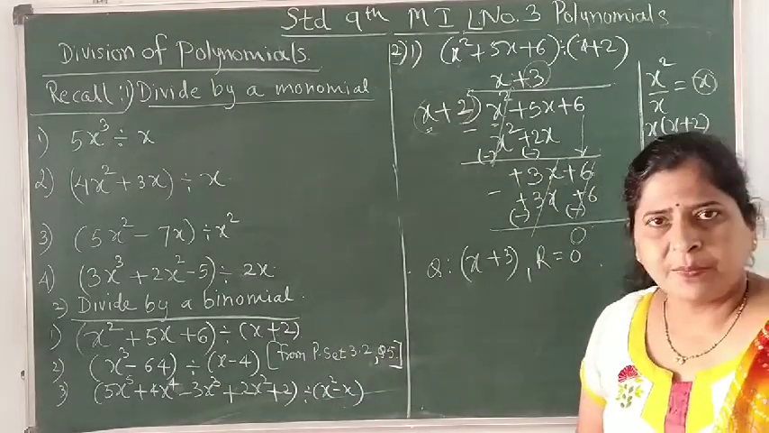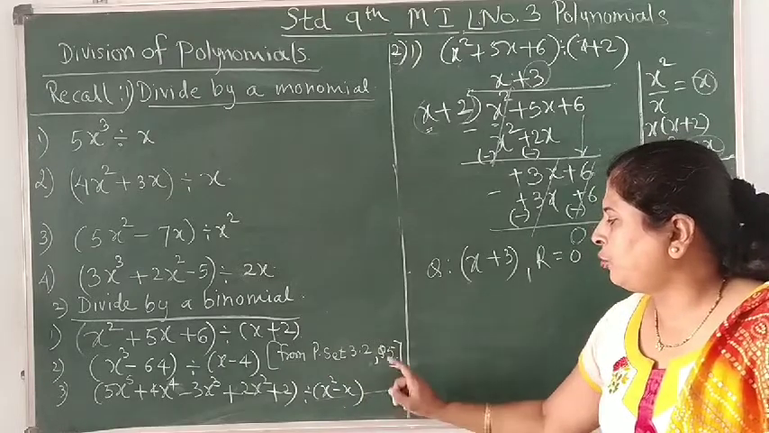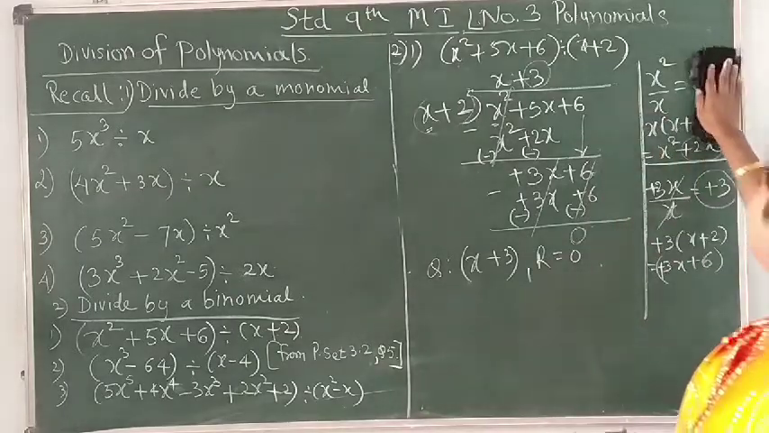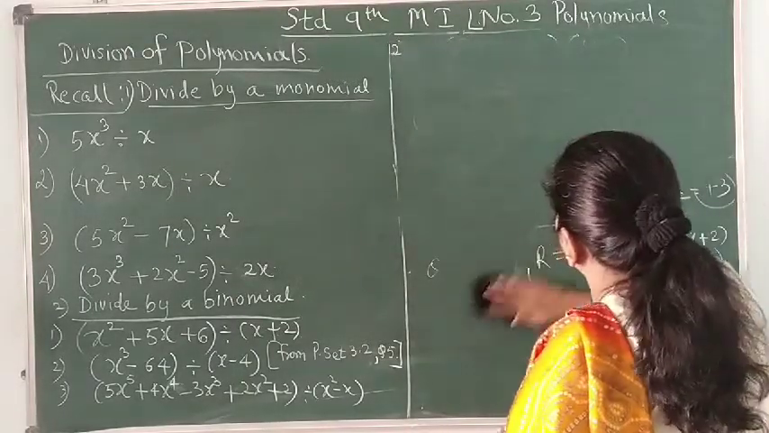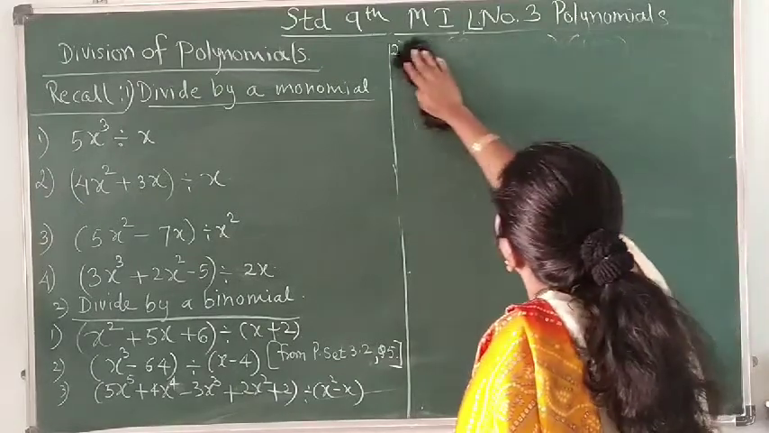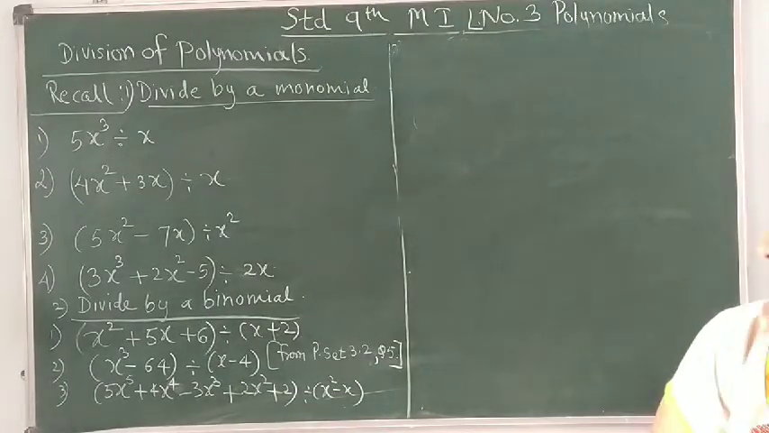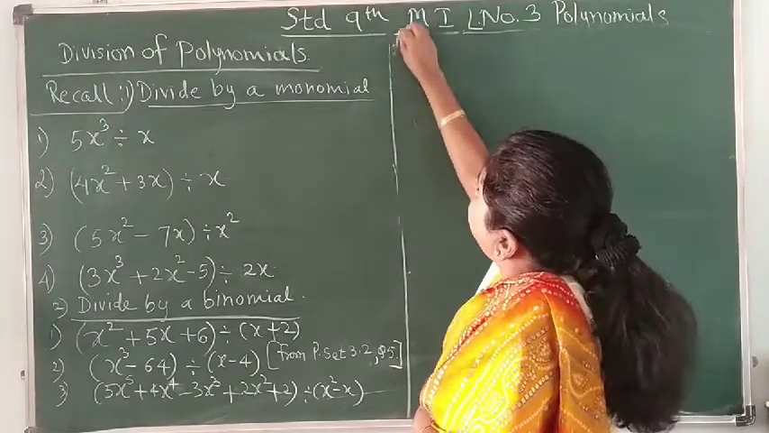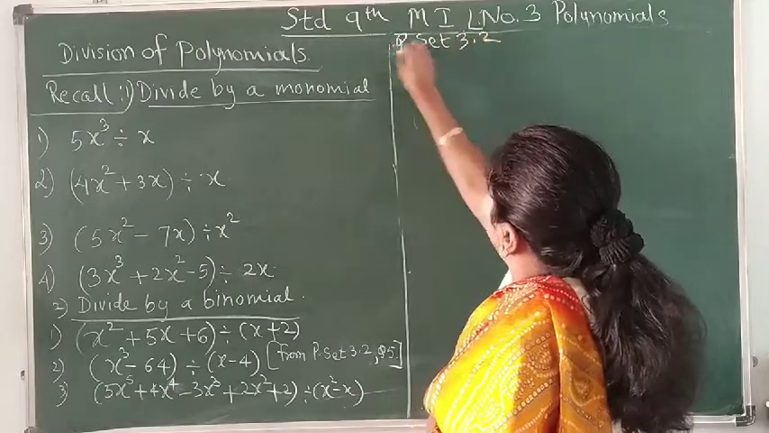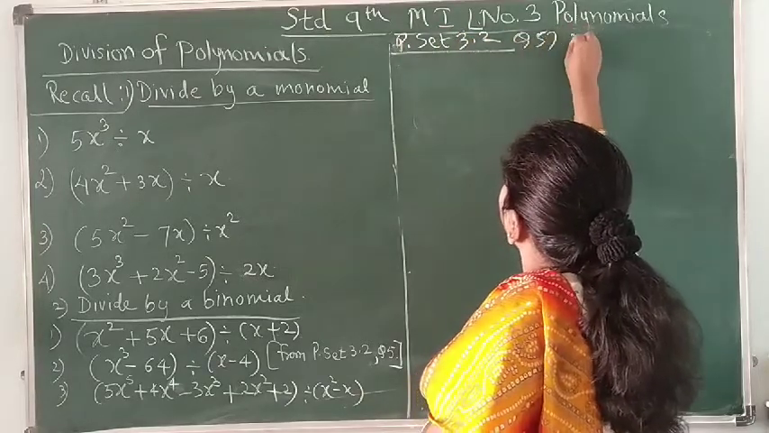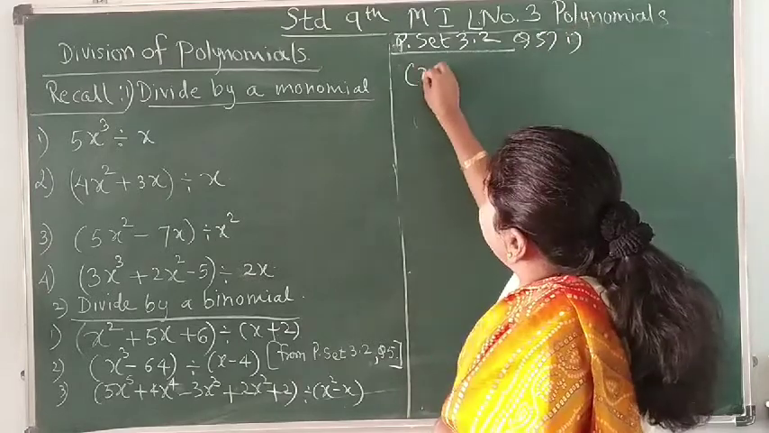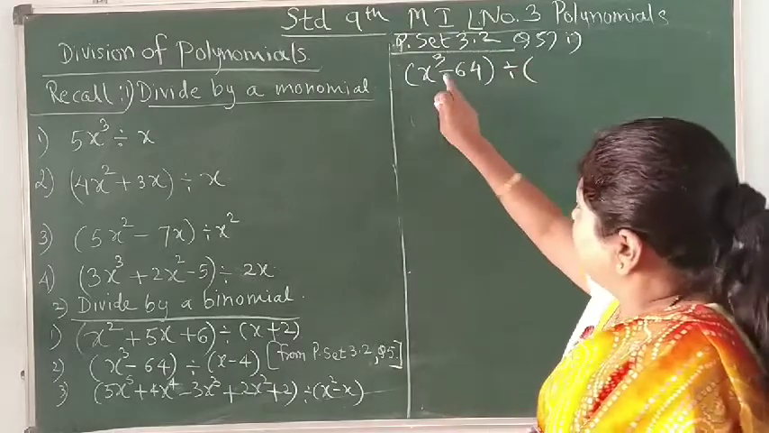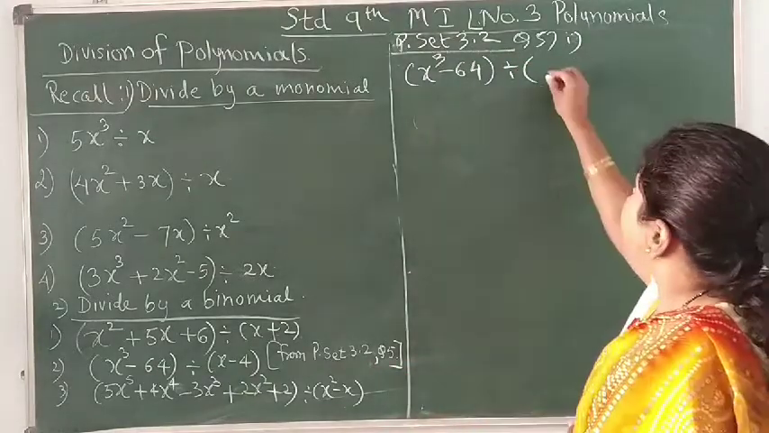Let's have two more sums from practice set 3.2, question number 5. This is the first and this is the second. Now see the second sum here, which is actually practice set 3.2, question number 5. In the first sum, the dividend is x cube minus 64 and the divisor is x minus 4.